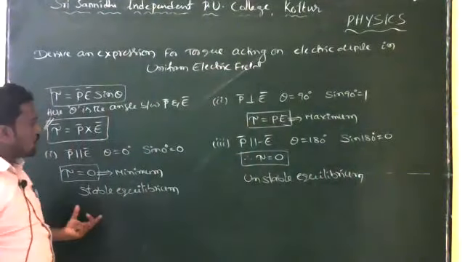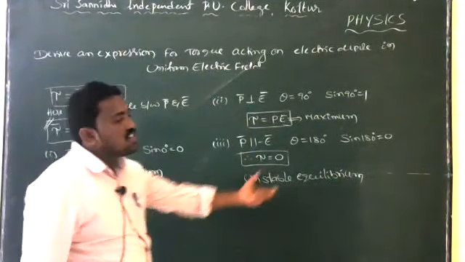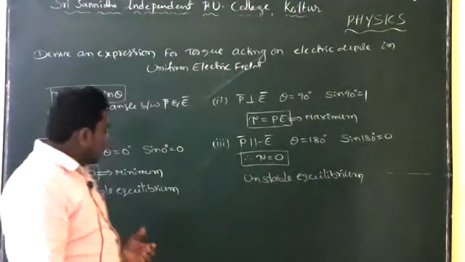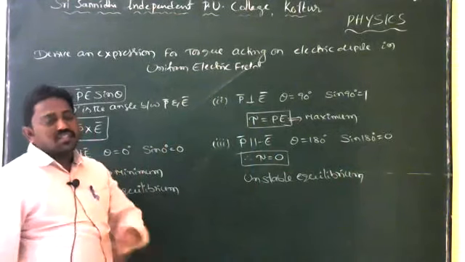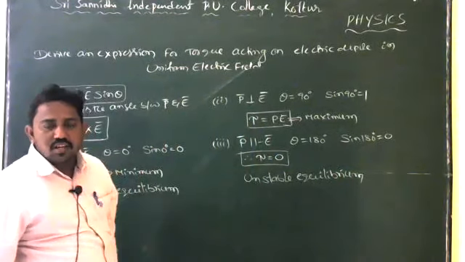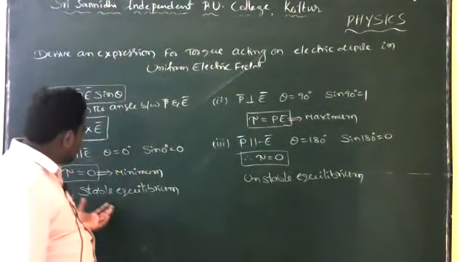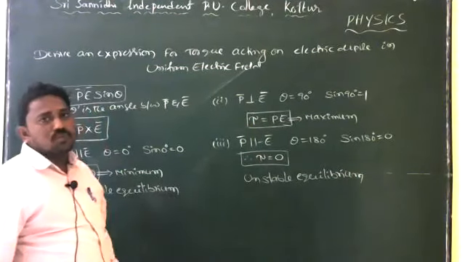Okay, so this is stable equilibrium. So this is unstable equilibrium. Stable equilibrium means it regains the original position. Unstable equilibrium means it does not regain the original position. This is stable equilibrium, this is unstable equilibrium.